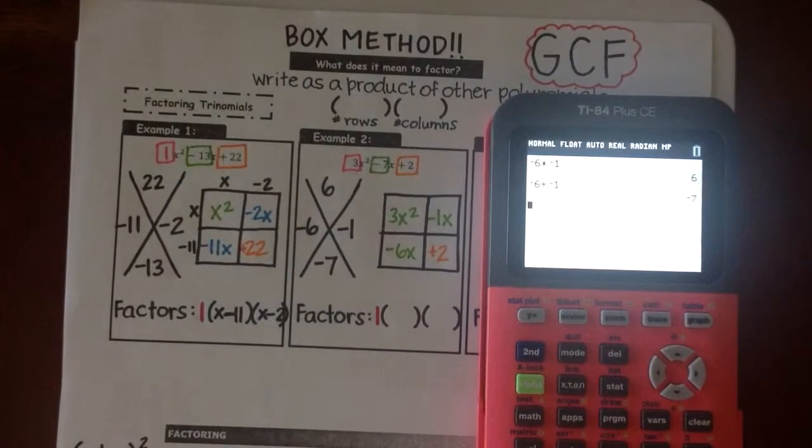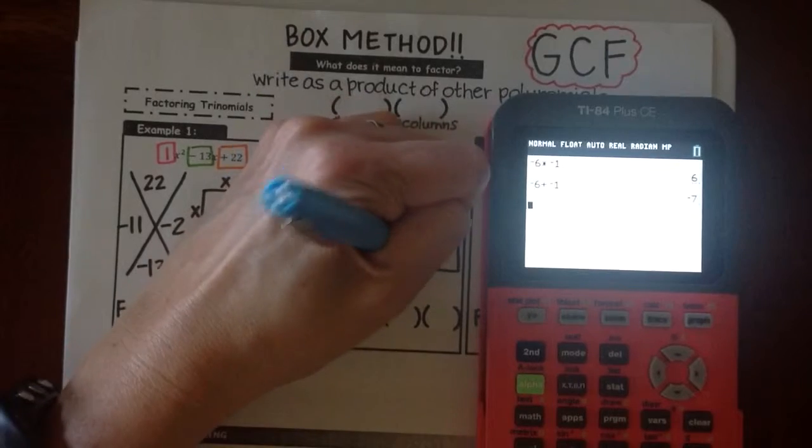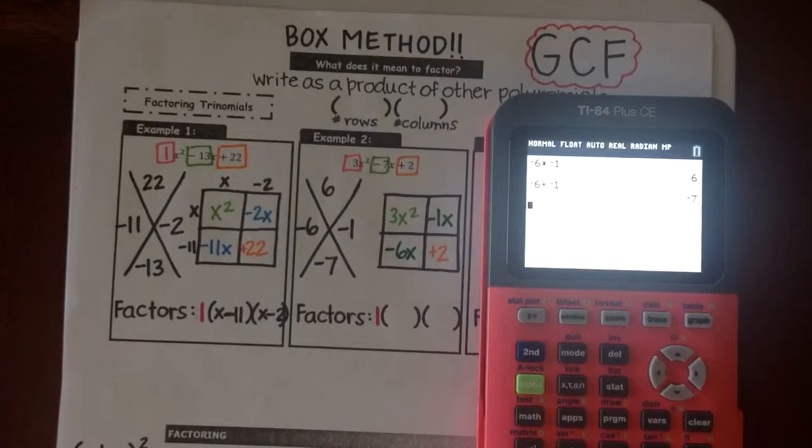Now, you don't have to put the 1 there. Oh, I should use blue. You don't have to put the 1 in front of that x, but you do have to show the negative sign. So now I'm going to factor this.